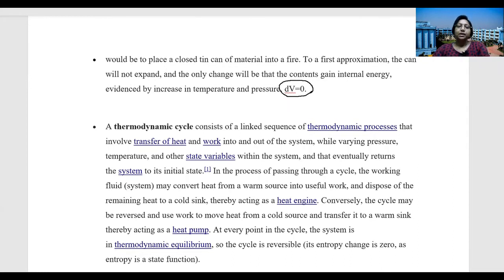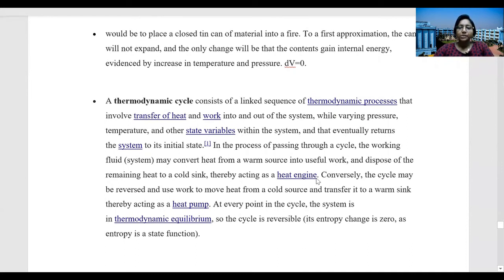Next is a thermodynamic cycle, the cyclic process. It consists of a linked sequence of thermodynamic processes. So there will be different sequences, the stepwise thermodynamic processes, and if it occurs in a cyclic way, that is called the cyclic process.